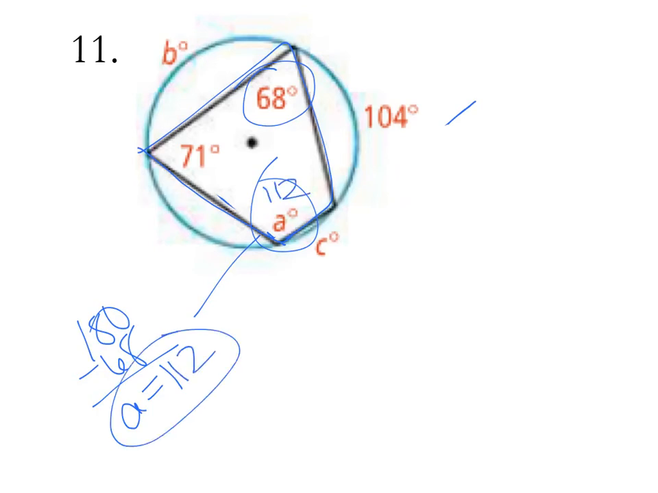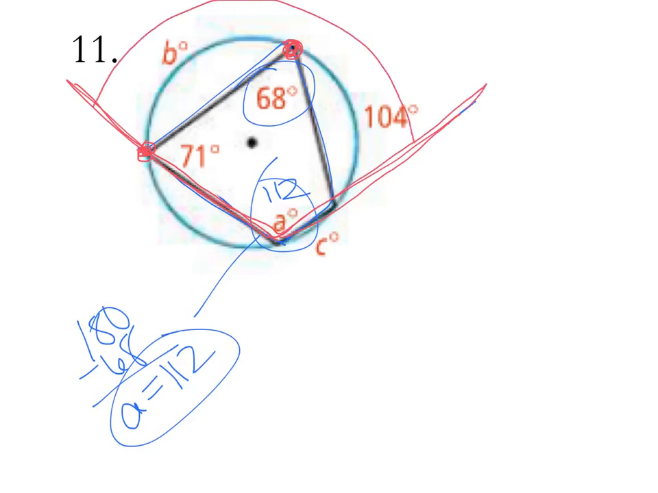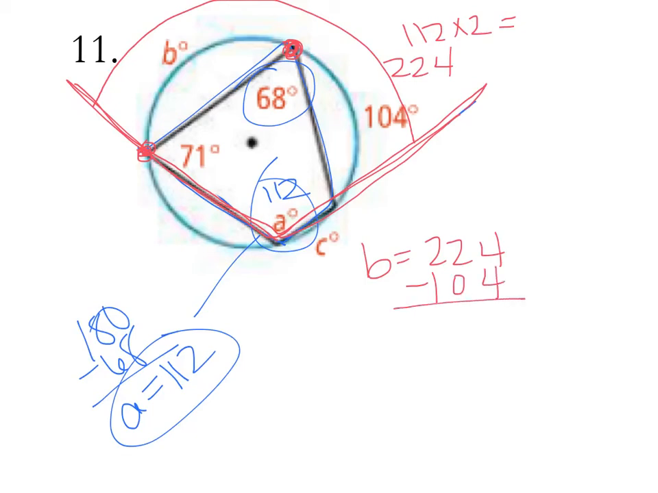To find B, B is an arc. It starts here and ends here. But there's no angle that starts there and ends there, so I can't just use one angle to find that. I have to trace a bigger angle. I can trace this angle because it does stop at the right point, but what it also includes is the 104. So I can find what this whole arc is by using that 112 and doubling it. That whole arc is 224. So to find B, I have to do 224 minus the part I didn't want. I didn't really want the 104, but I had to include it to find B. So B ends up being 120.